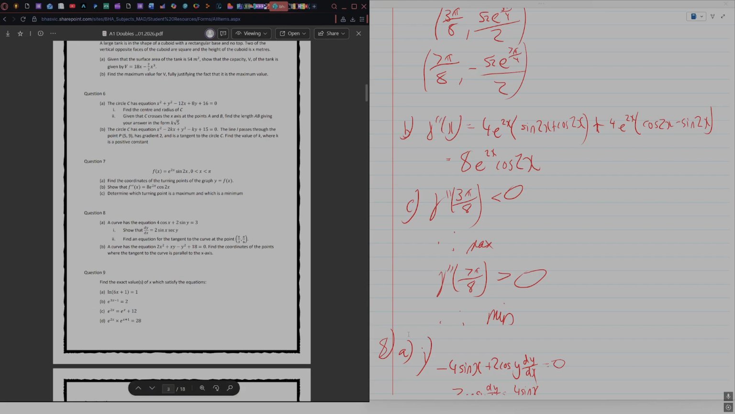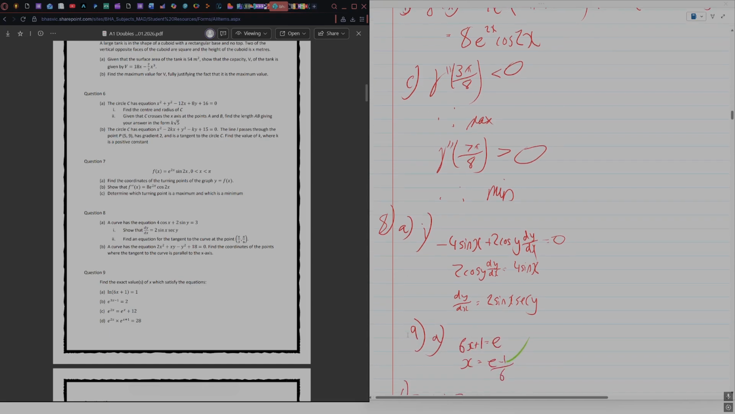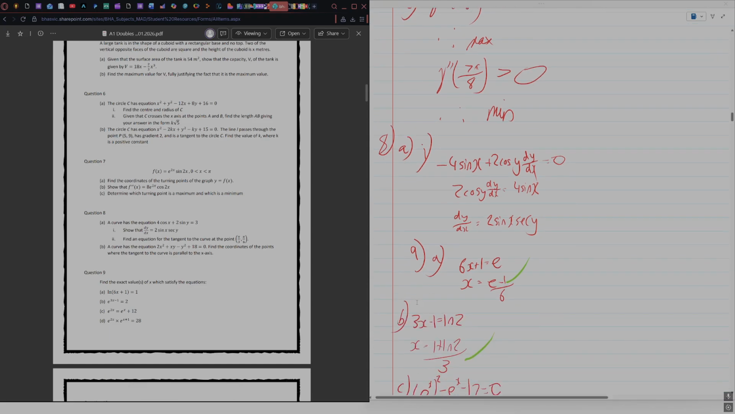So next we got some more trig, and also some differentiation, I think.